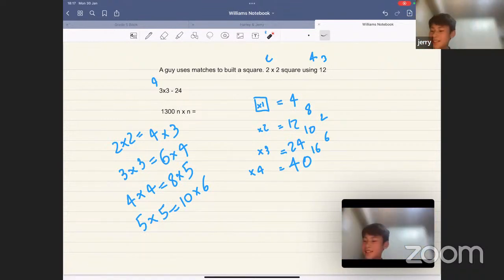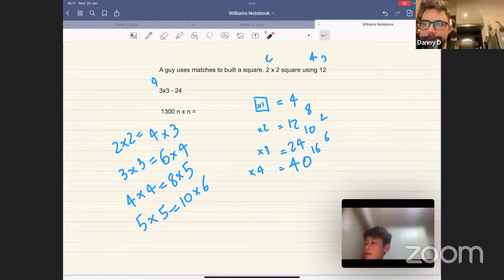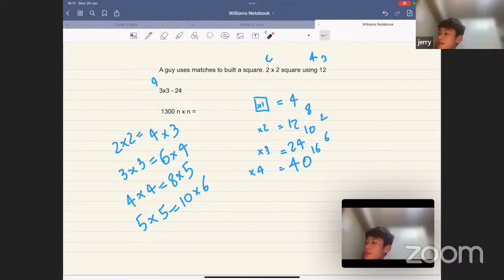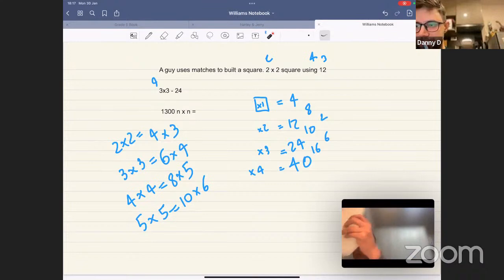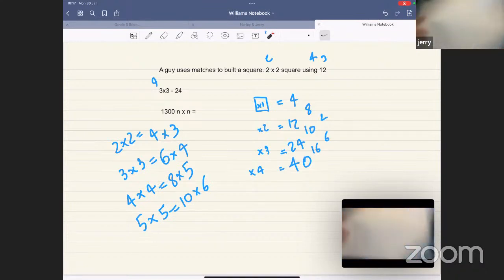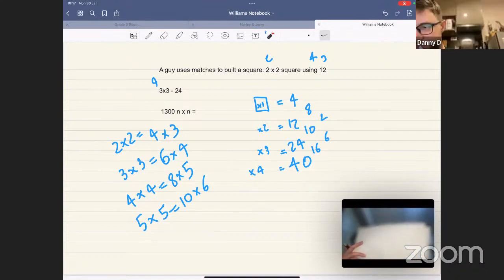Actually, I'm guessing some number between 36 and 37, because I'm using the multiplication chart. Wait, I can't see, it's blurry. What is that?